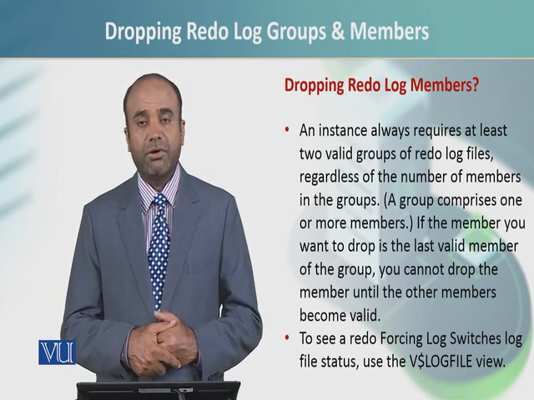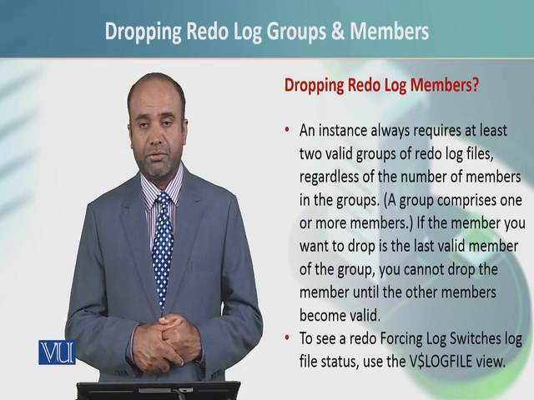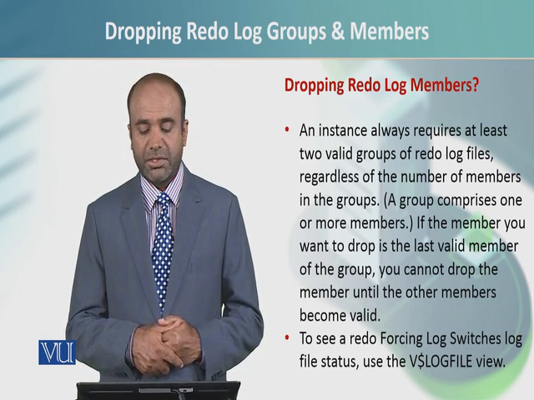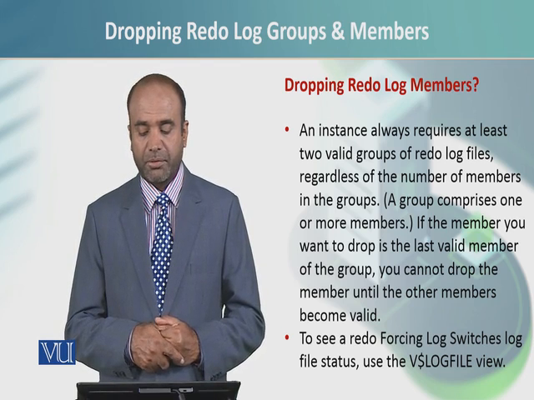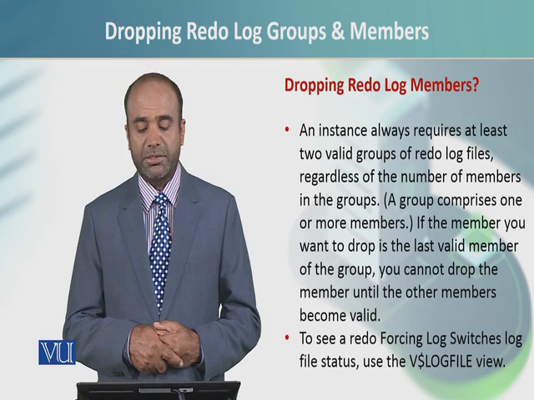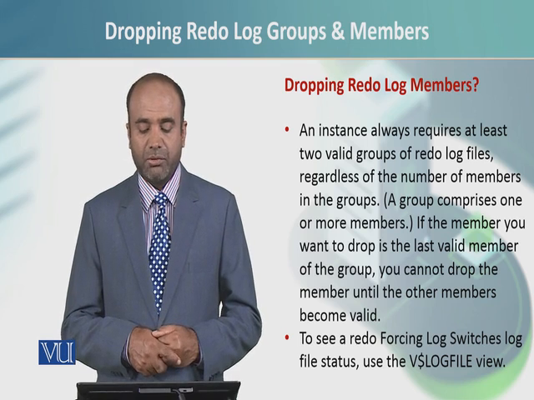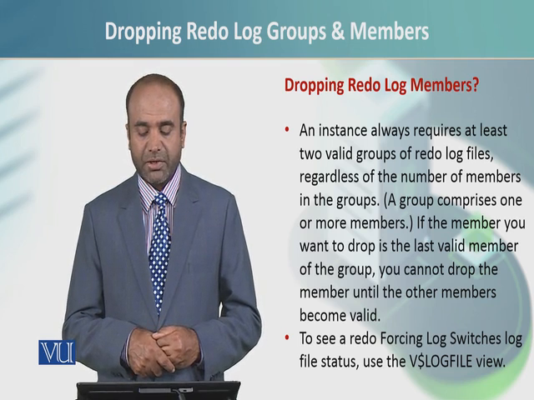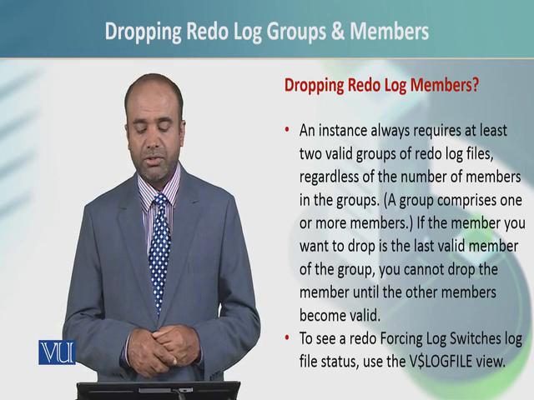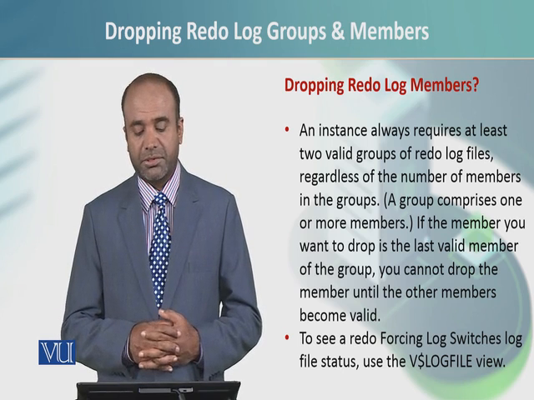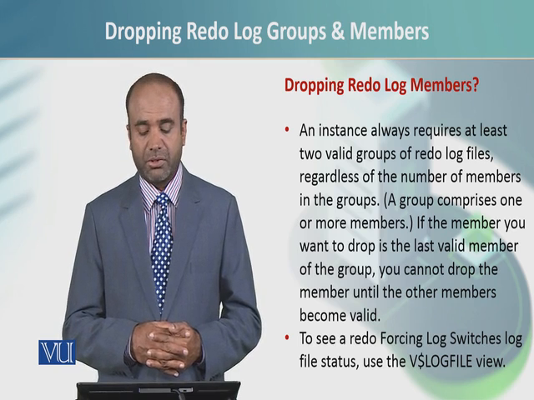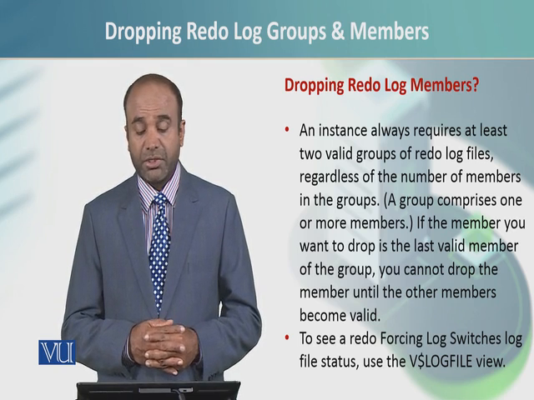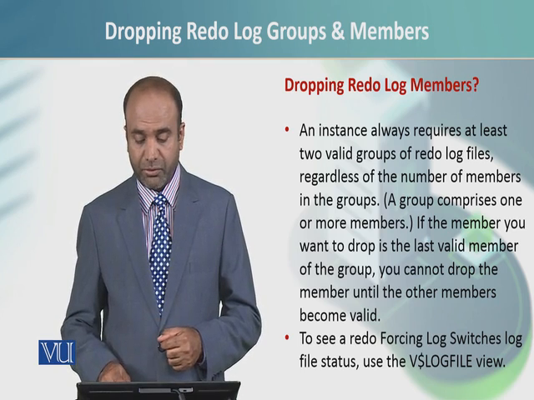An instance always requires at least 2 valid groups of redo log files, regardless of the number of members in the group. A group comprises 1 or more members. If the member you want to drop is the last valid member of the group, you cannot drop it until other members are valid. To see this, we can use the V$LOGFILE view.